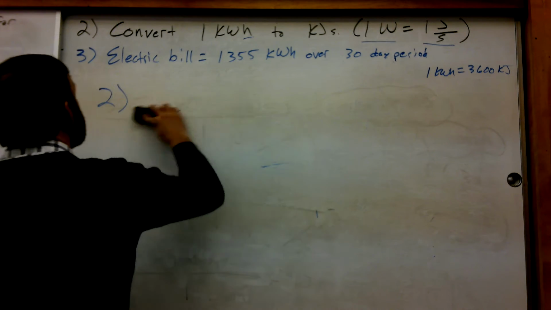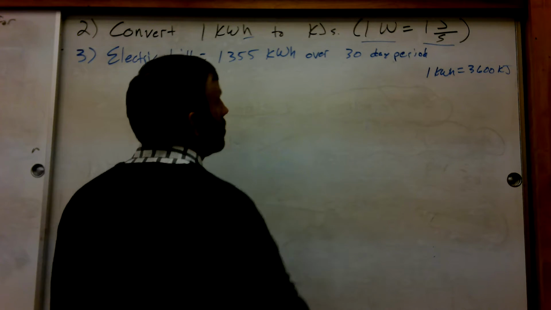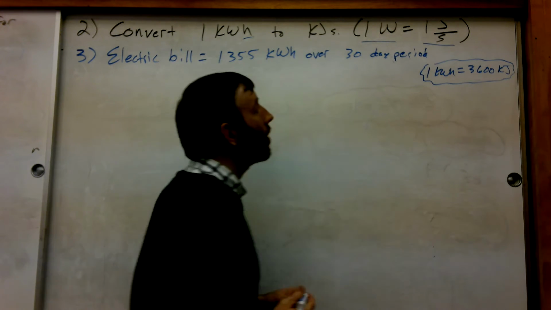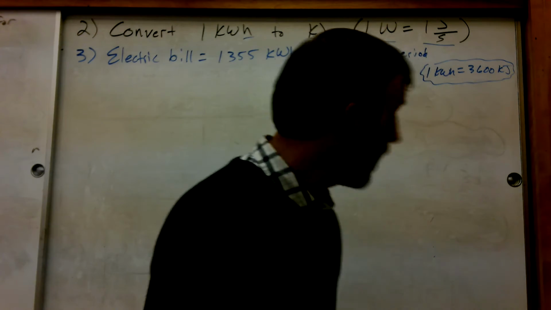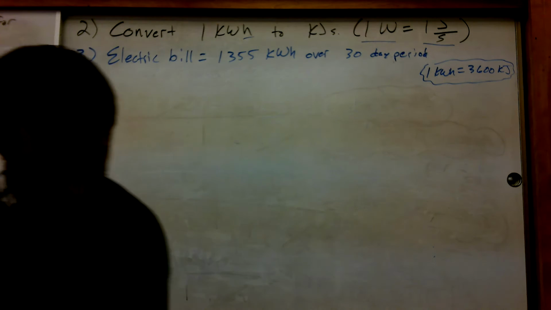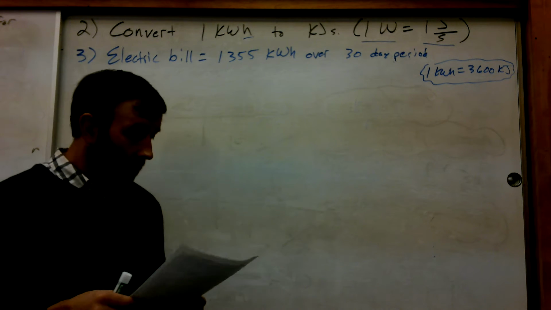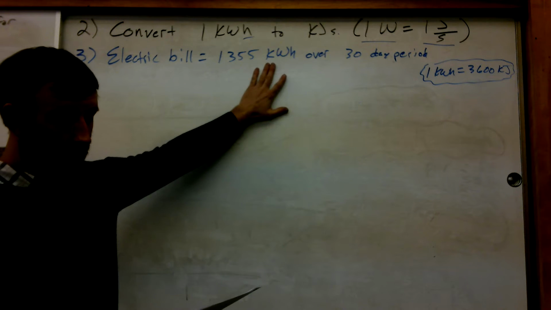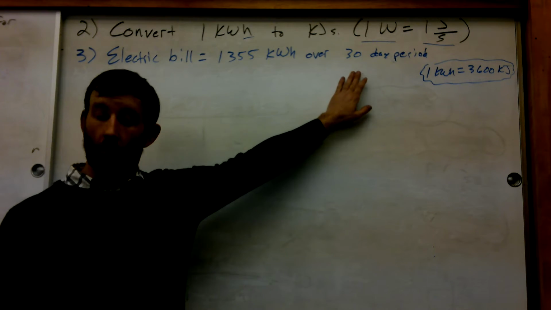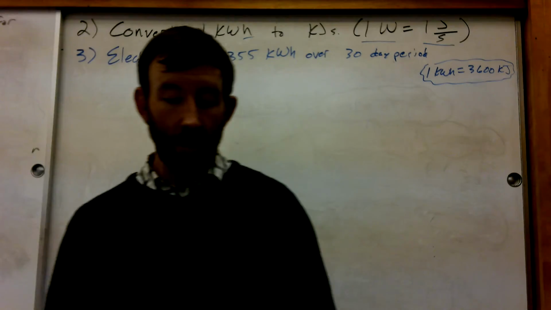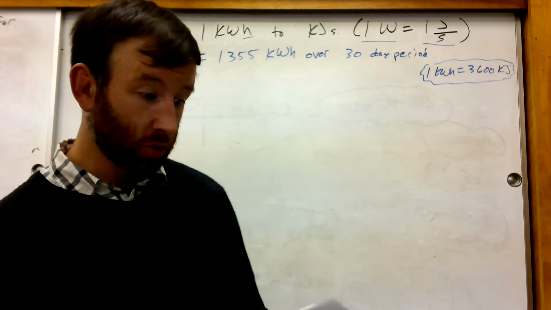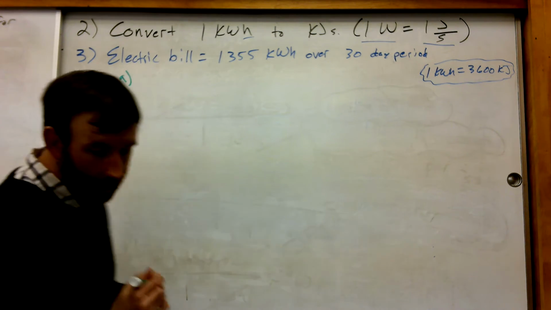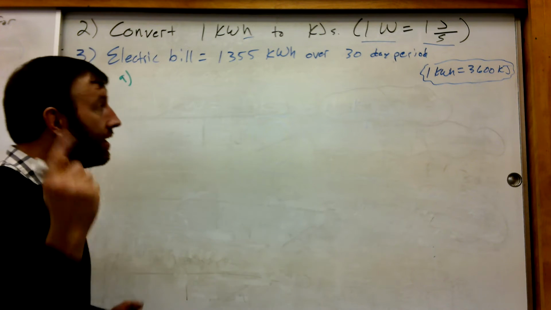So our next question is we're going to put this to use. Again, I'm leaving this little conversion up here. It'll come in handy. 1 kilowatt hour is equal to 3,600 kilojoules. So our next conversion, number 3, says, assume your electric bill showed you used 1,355 kilowatt hours over a 30-day period. And so 3A, B, and C here asks us to do some different things with those numbers. So 3A, it says find the energy used in kilojoules.